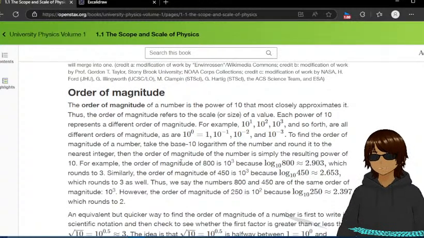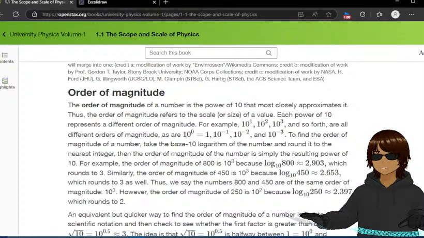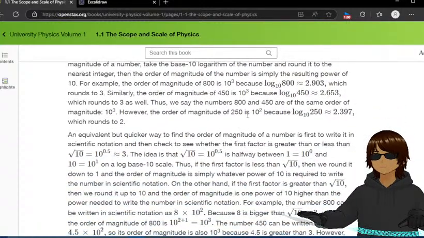For example, the order of magnitude of 800 is 10 to the power of 3 because log 800 base 10 is 2.9, which rounds to 3. Similarly, the order of magnitude of 450 is 10 to the power of 3 because log 450 is 2.6. It rounds to 3 as well. So these two are in the same order. However, the order of magnitude of 250 is 10 to the power of 2 because its log is 2.39, which rounds to 2.